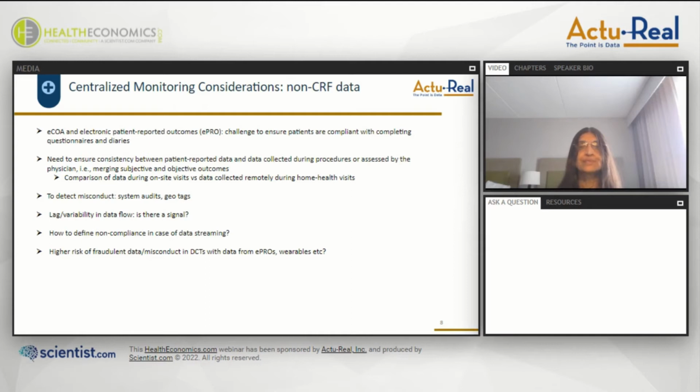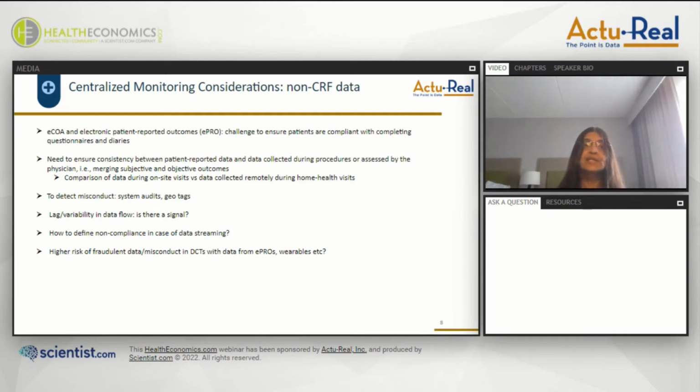When it comes to DCTs, of course, there is a lot of non-CRF data. And there are special considerations when we think about verification and monitoring of non-CRF data. So ECOAs and ePROs, with respect to these, there is a challenge to ensure that patients are compliant with completing the questionnaires and the diaries. And also when part of the data is patient reported and part of the data is collected during procedures or assessed by the physician, then both these sources of data collection, both the subjective and objective outcomes, are merged, and they have to be compared to make sure that there is some level of consistency.